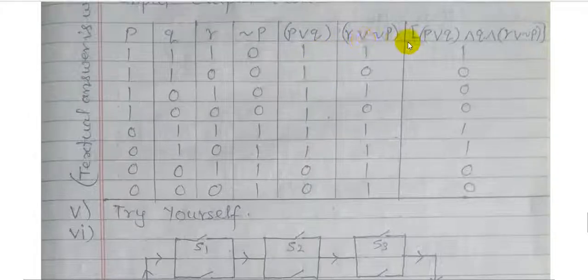Now or negation P. So using the third and fourth columns, in between them the OR rule. Which rule? OR rule. So we write here or negation P. This should be 1 or 0 is 1, 0 or 0 is 0, 1 or 0 is 1, 0 or 0 is 0, 1 or 1 is 1, 0 or 1 is 1, 1 or 1 is 1, 0 or 1 is 1, according to its rule.